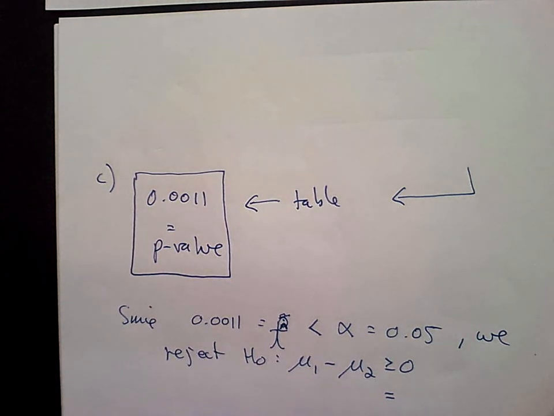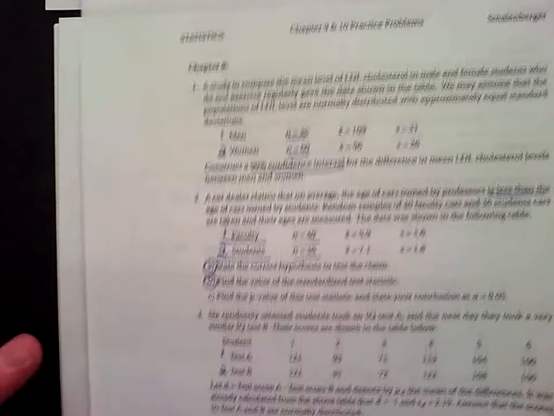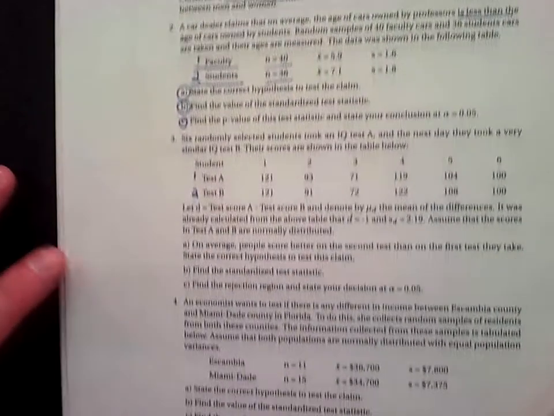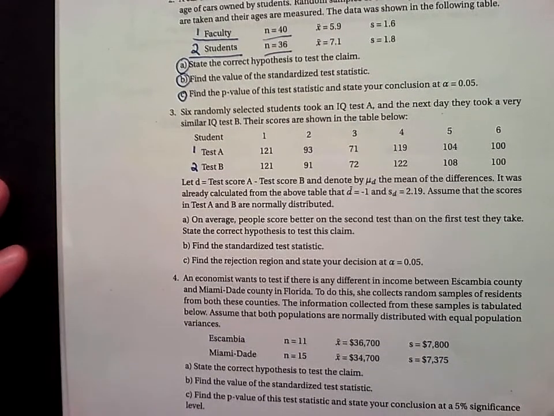All right, and that's 2c. How do you guys feel about 2c? You guys see the similarities between this and chapter 8, and chapter 7, obviously, with confidence intervals? All right, so we're going to say that 2c is done. Let's just briefly take a look at number 3.